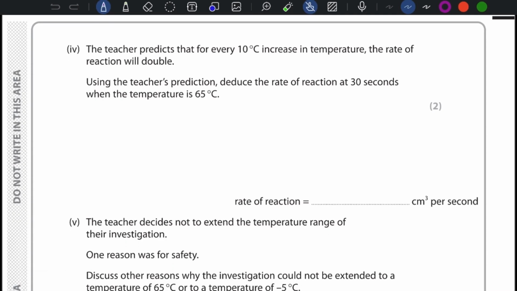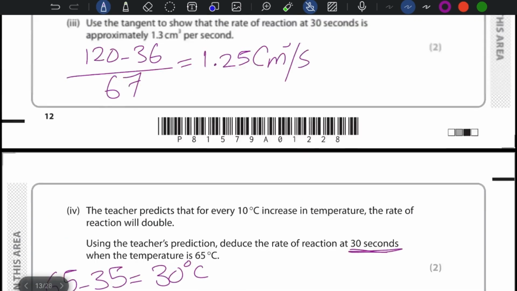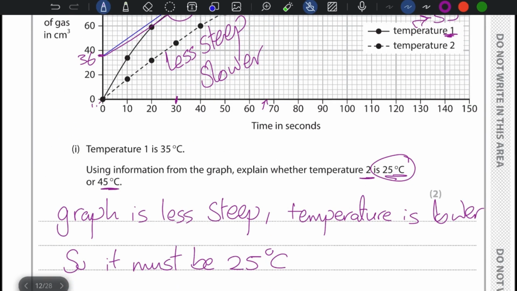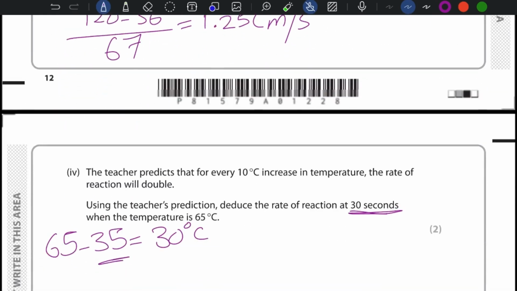The teacher predicts 10 degrees Celsius increase in temperature, the rate of reaction will be double. Using the teacher's prediction, deduce the rate of reaction at 30 seconds when temperature is 65. So change in temperature 65 minus 35 is equal to 30 degrees Celsius. From where we get 35? From this one. We are talking about temperature 1, and he mentioned temperature 1 was 35.